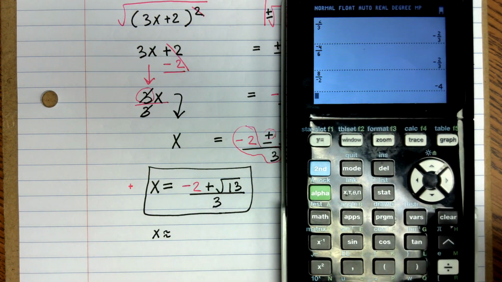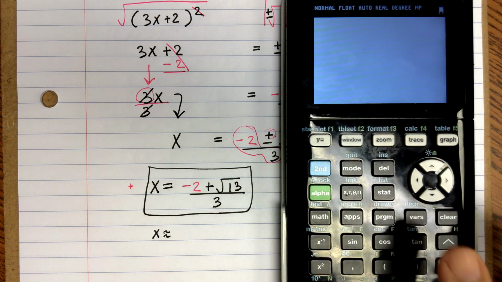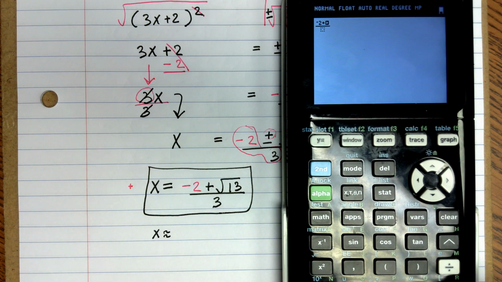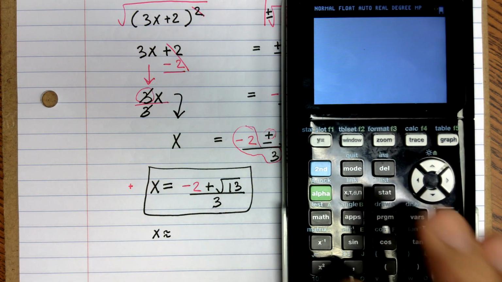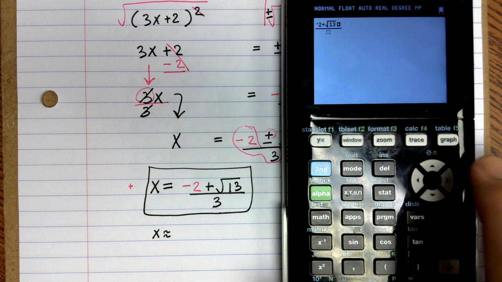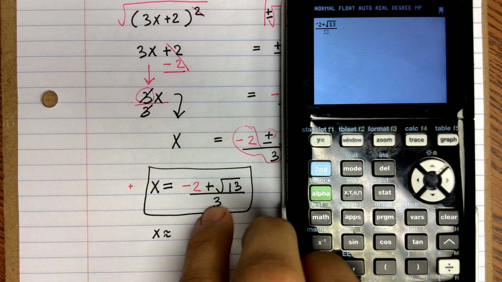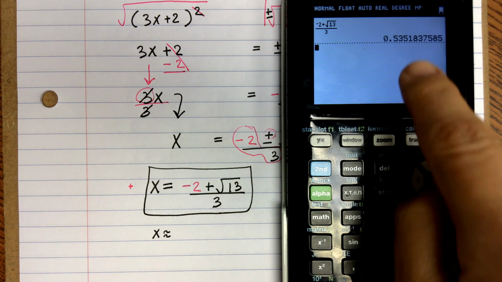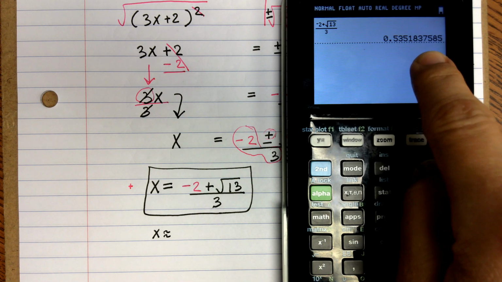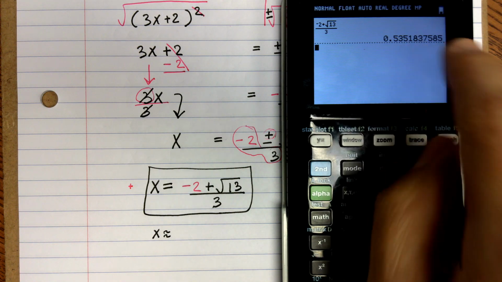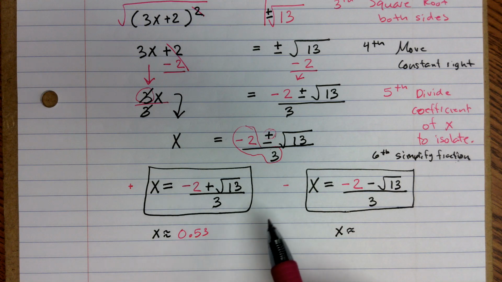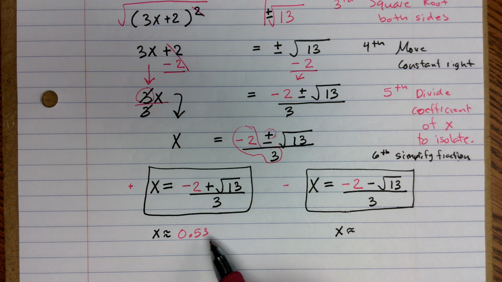So I'm going to go in my calculator, and I'm going to hit alpha y equals to get my fraction bar, and I'm going to type in -2. I'm going to start with this plus the square root of 13, and then I'm going to go to my denominator and put 3. And when I hit enter, notice it gives me this decimal strand, 0.53518 and so on. But I'm just going to put 0.53. I'm not even going to round. It's kind of like just getting what we call a ballpark figure. All right, I just want to know approximately what the value is.